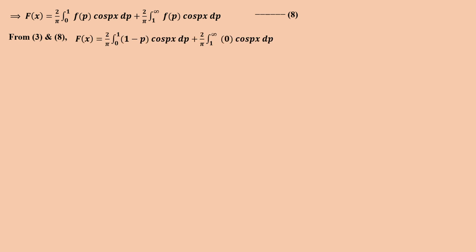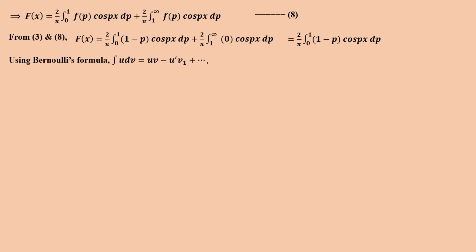From 3 and 8 we are going to use the value of f of p from 3. In 0 to 1, the f of p value is 1 minus p. So capital F of x is equal to 2 divided by pi integral 0 to 1 of 1 minus p cos px dp plus 2 divided by pi integral 1 to infinity, where f of p value is 0, so 0 into cos px dp. So that is equal to 2 divided by pi integral 0 to 1 of 1 minus p cos px dp.